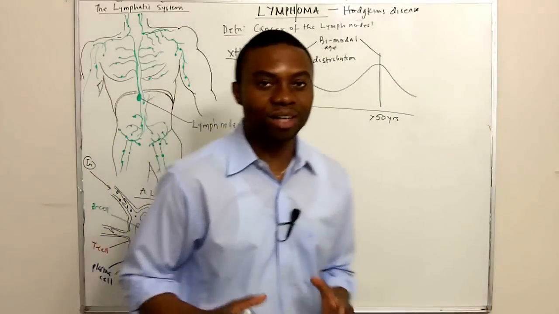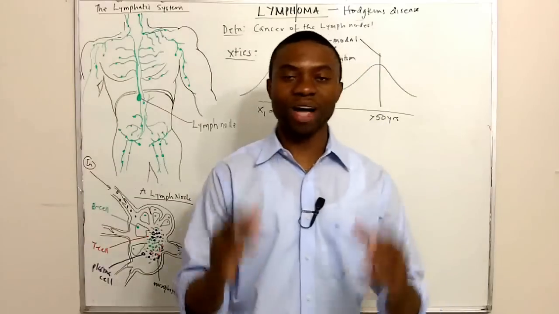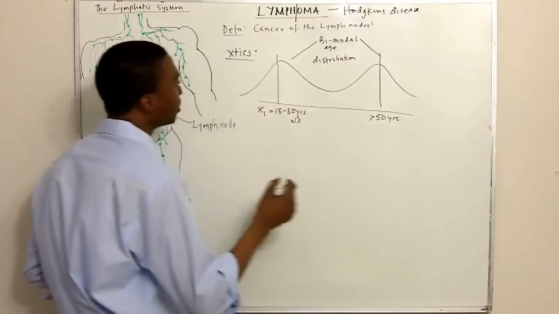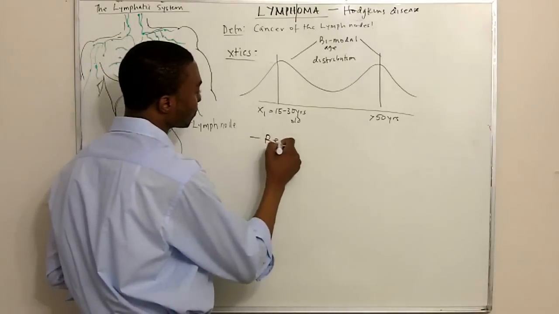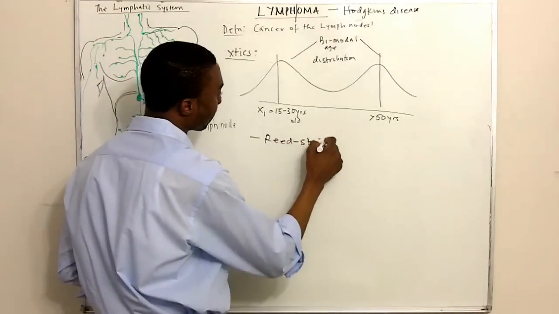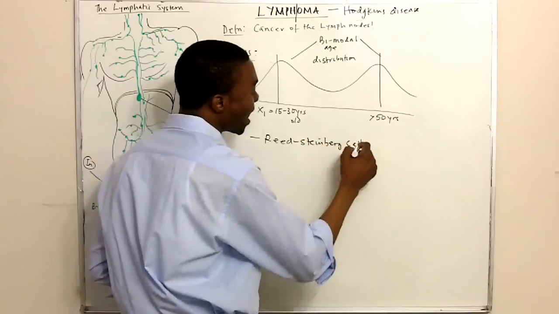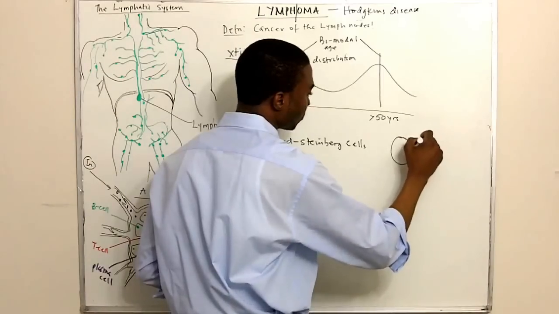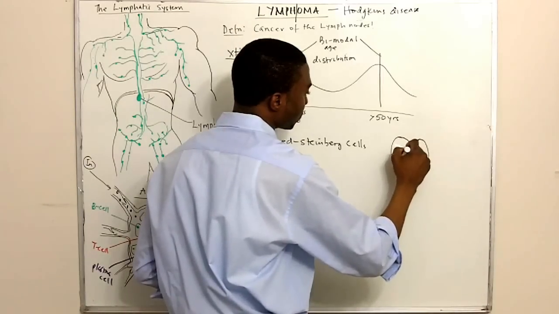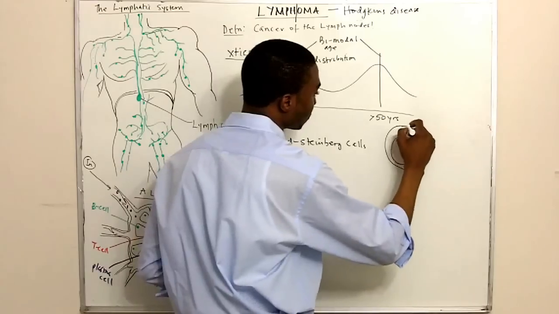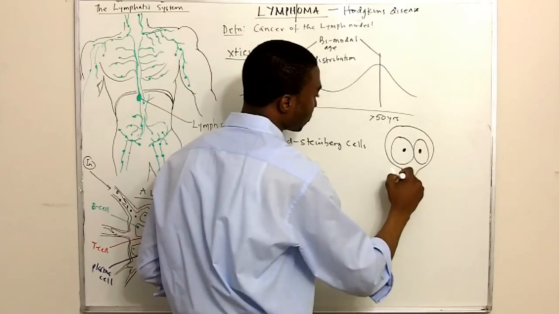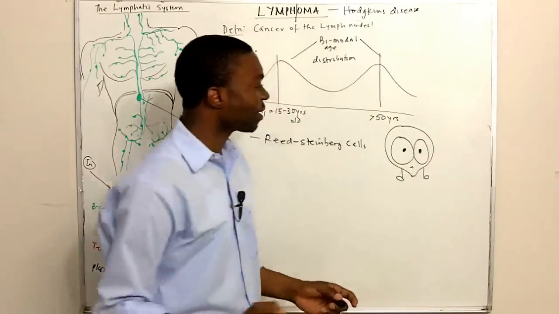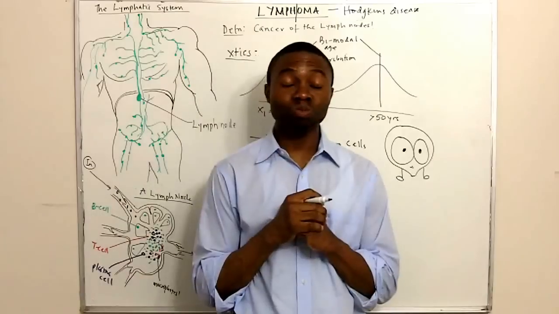The classic cells that we find in Hodgkin's lymphoma are known as the Reed-Sternberg cell. The Reed-Sternberg cell. And they look like this. Ain't that cute? And put little mouths in there. They look like owl eyes.